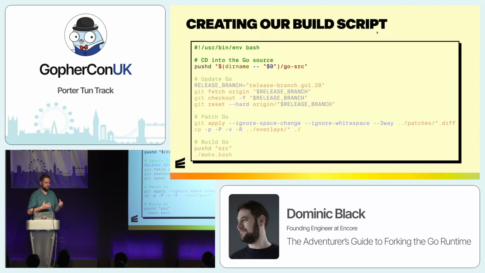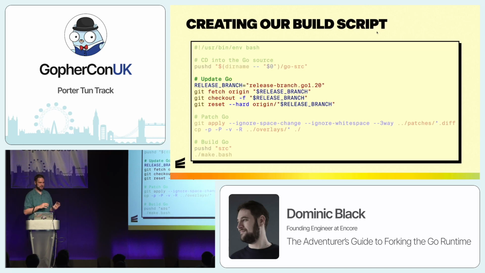So once we have this repository set up, we need a quick build script which we can use. This script here is based, again, loosely on how we do it at Encore. We'll just cd into the directory where the Go submodule is. We'll do some git magic to check out that latest version of Go 1.20 in this example.